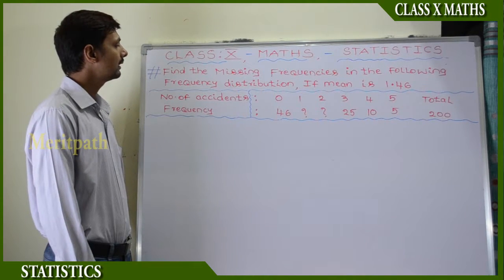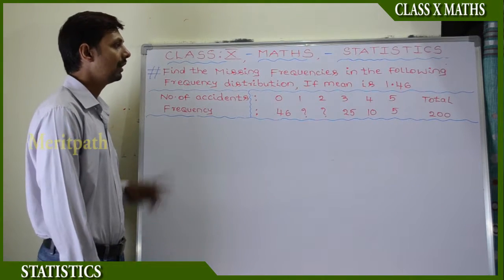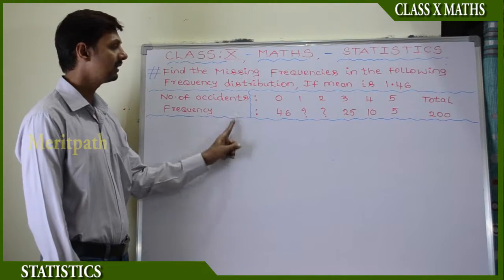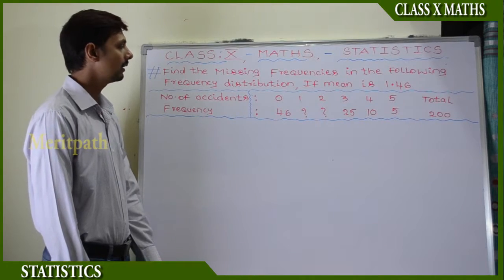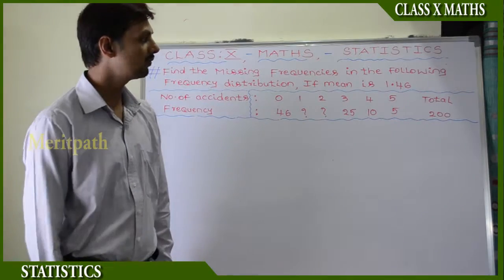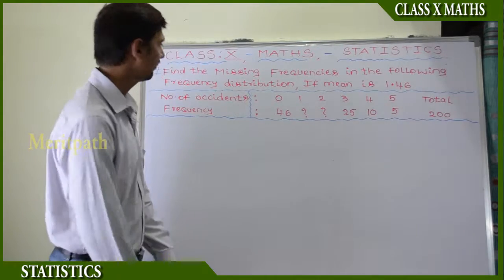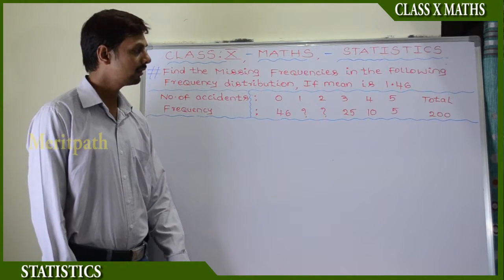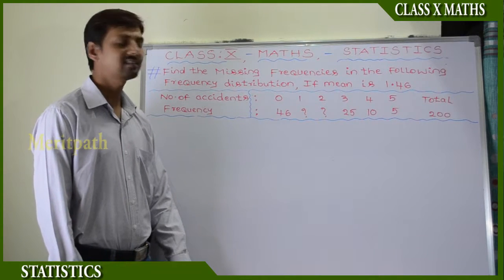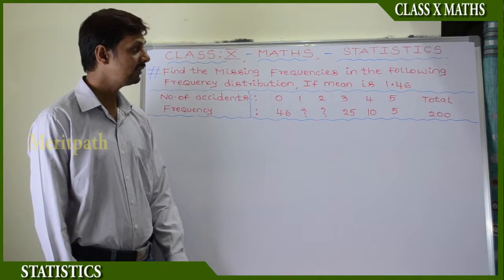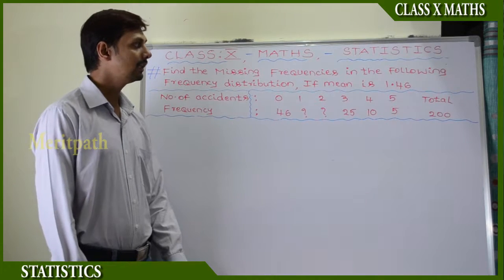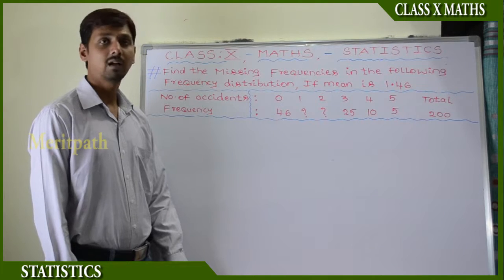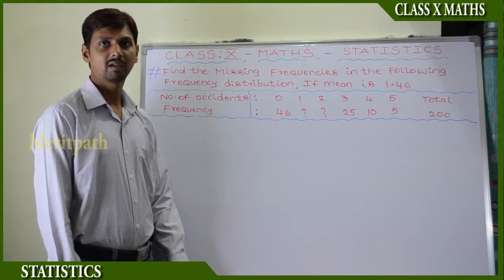The mean is 1.46. The number of accidents and their frequencies are given. The number of accidents is 0, 1, 2, 3, 4, 5 and total. The frequency for 0 accidents is 46, for 1 we don't know, for 2 we don't know, for 3 it is 25, for 4 accidents it is 10, and for 5 accidents it is 5. This happened on one day in a city.